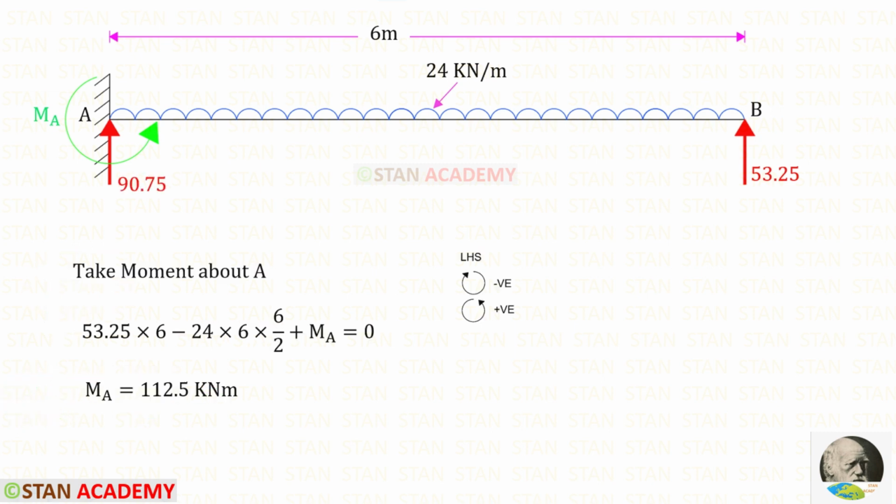Now let us take a moment about A and find MA. RB is acting in the anti-clockwise direction, so that it will be positive and the distance is 6. The uniformly distributed load is acting in the clockwise direction, so that it will be negative. We know that with the UDL we have to multiply the distance and then the distance by 2. Let us assume that MA is acting in the anti-clockwise direction, so that it will be positive. Finally, for MA, we will get a positive value. That means our assumption is correct. MA is acting in the anti-clockwise direction.